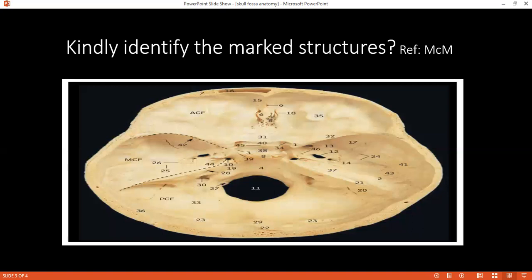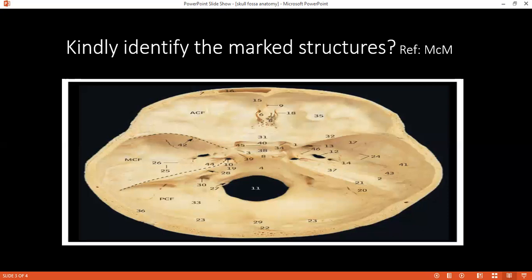Can you name lytic skull lesions? The lytic skull lesions include, from metastasis, likely multiple myeloma, Paget's disease, sarcoidosis, osteomyelitis, and then hemangiomas, etc.